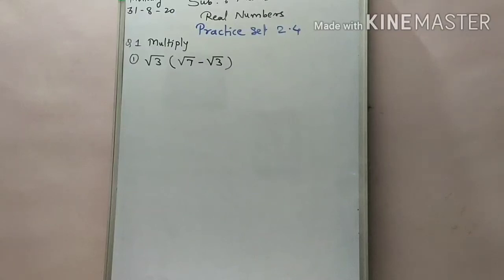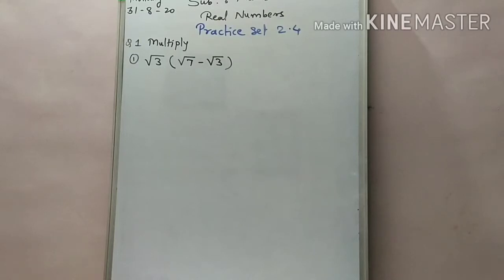Good morning, students. So let's continue with the second chapter, Real Numbers. Now we start practice set 2.4. In the last lecture we saw the examples of practice set 2.3, where we learned the concept of surds, then operations on surds, and now here again we have to do such operations.